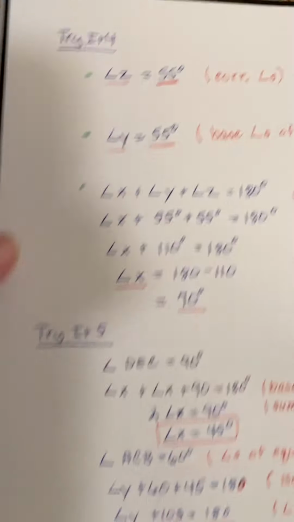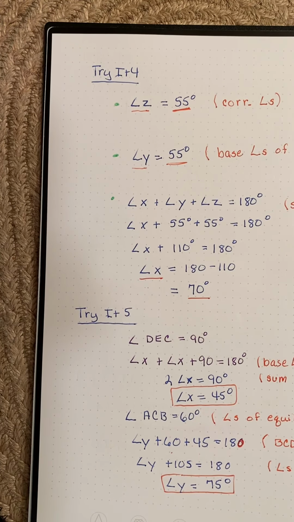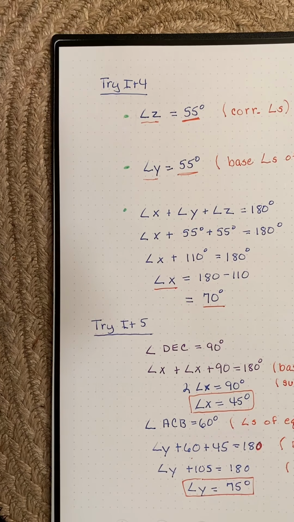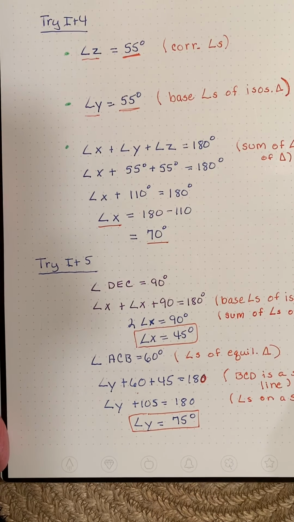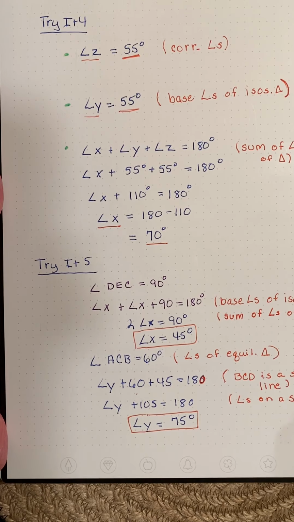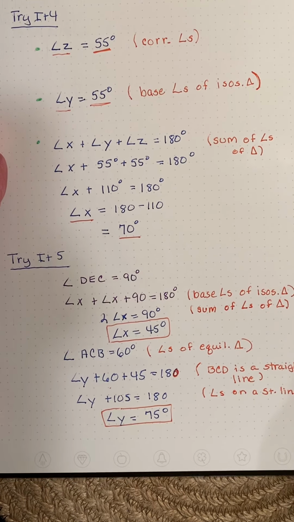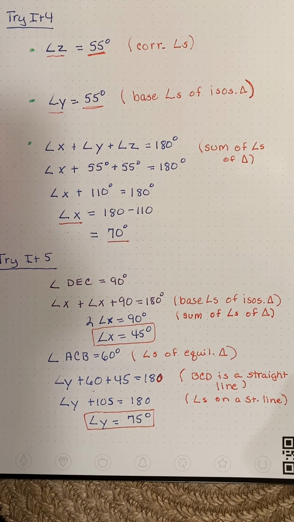And we will turn the page, and at the top of page 197, we will proceed with try it 4. I have a new tripod, so things are lining up a little wonky here. Oh my goodness. Okay, we will do our best.